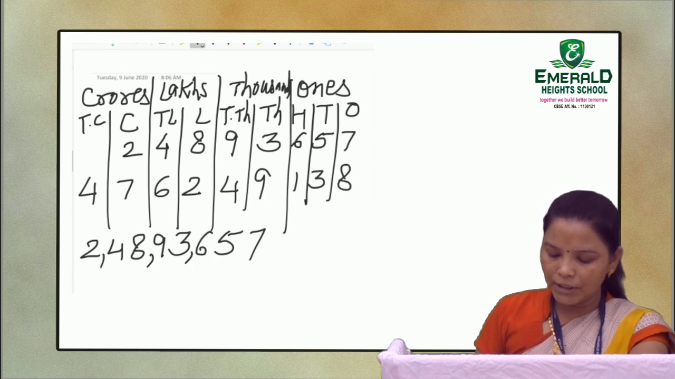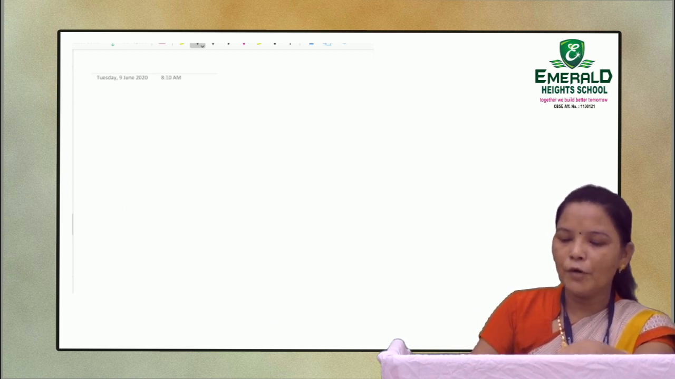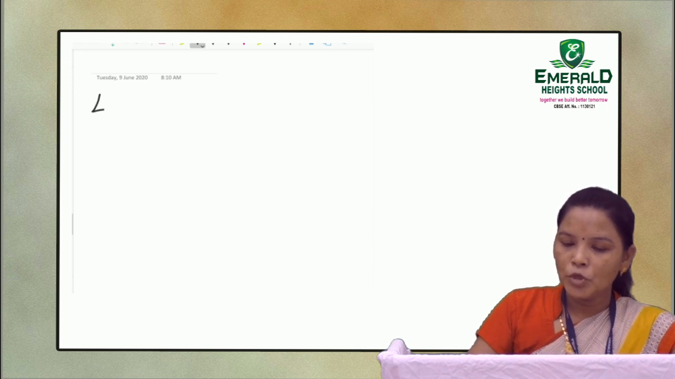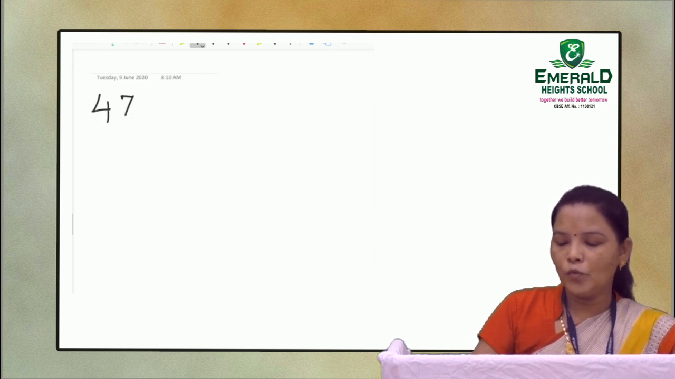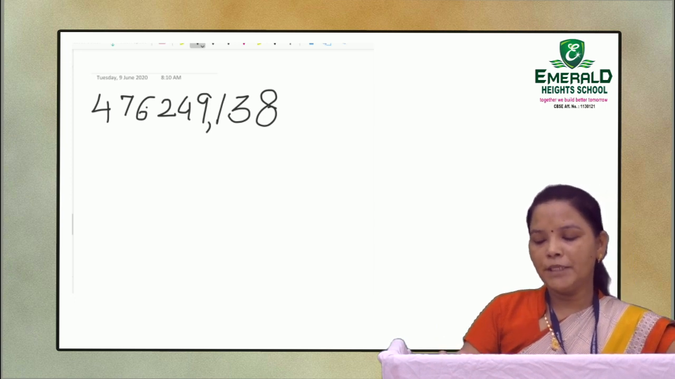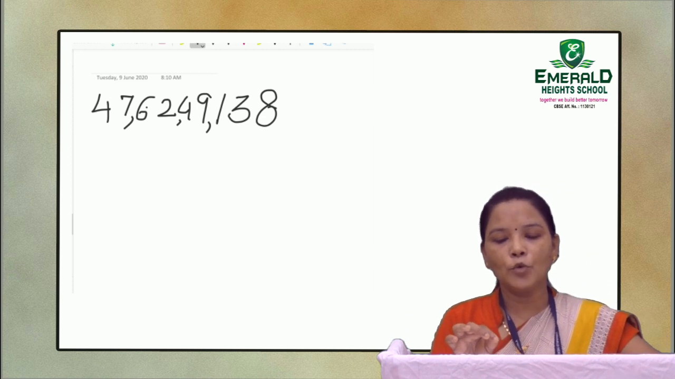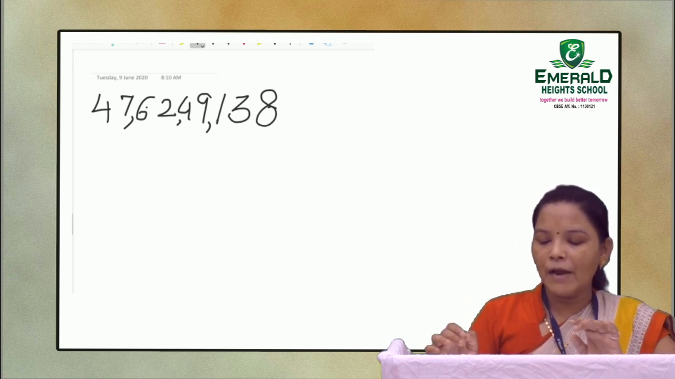Now how to read this number? To read this number, first of all we have to put up the commas according to the periods. So let us write here 4, 7, 6, 2, 4, 9, 1, 3 and 8 and we will arrange the commas. In ones period 3 digits, in thousands period 2 digits, in lakhs period 2 digits and in crores period we now have 2 digits.